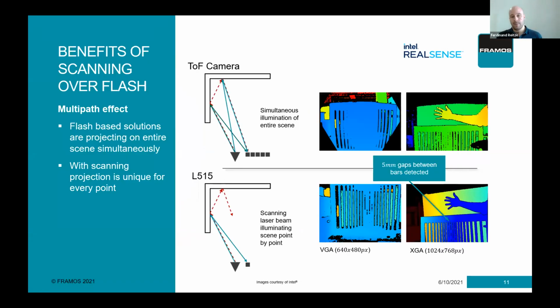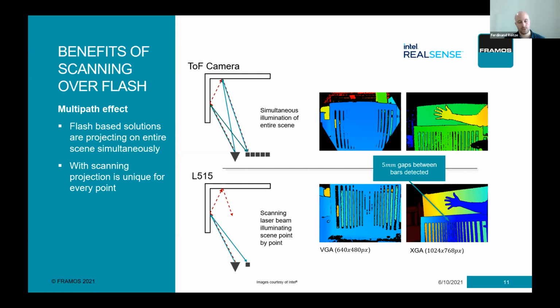Now, since the basic principle is clear, let's talk about some of the benefits. One big benefit is that the L515, with its scanning-based setup, is more robust compared to multipath effects. It's a common challenge, multipath, for time-of-flight systems. Multipath, for those who are not aware of that effect, is when you don't only receive a reflection from the point that you are actually targeting, but also receive reflections from other surfaces in the area where the light was reflected indirectly to.